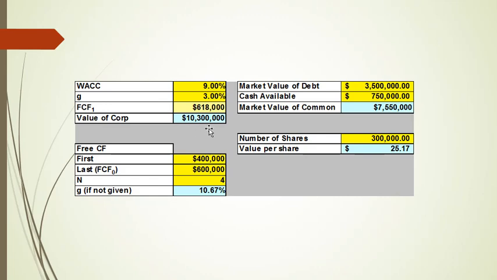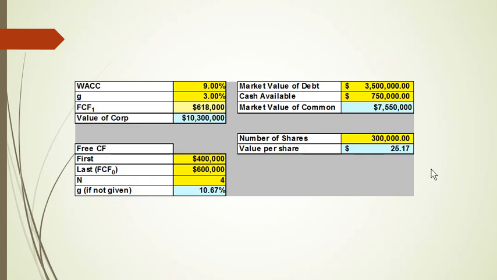So $10.3 million. We then subtract out the value of the debt, excuse me. And in this case, we also want to subtract out the amount of cash that's available. Because quite frankly, if 10.3 million is the value of the company, since we're buying the entire ownership, this cash is ours. So we are essentially including that in the money that we could use to buy back the entire operations of the company. So the actual market value of common is $7.55 million.